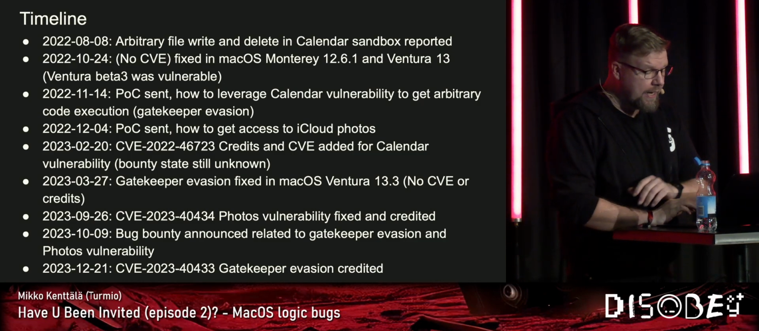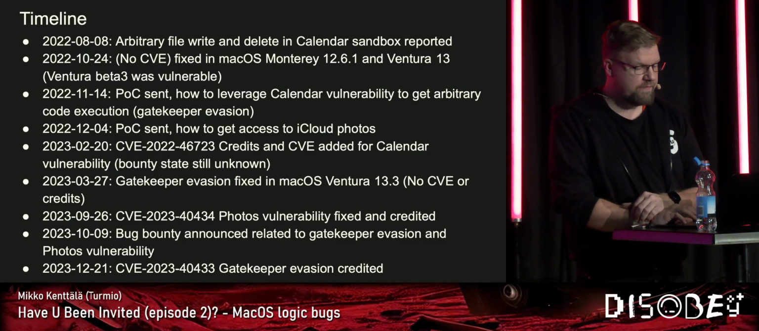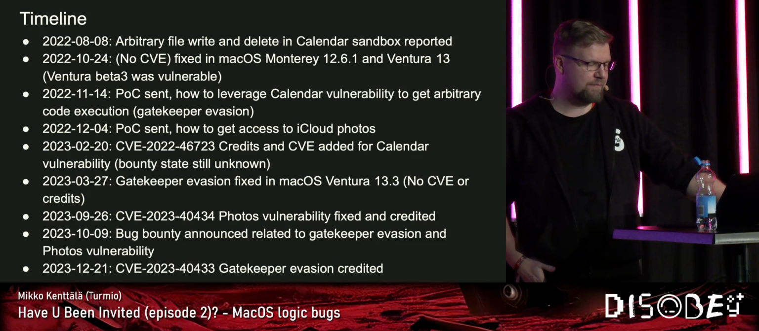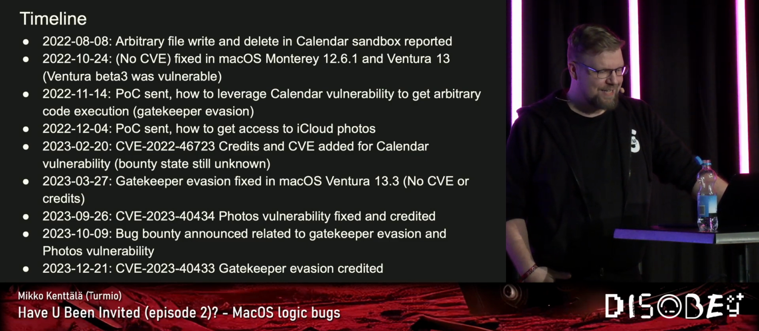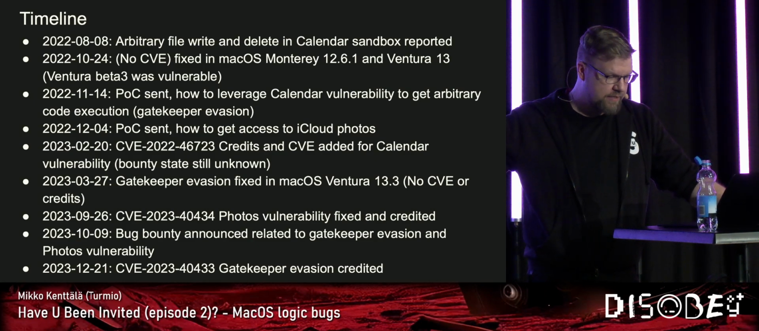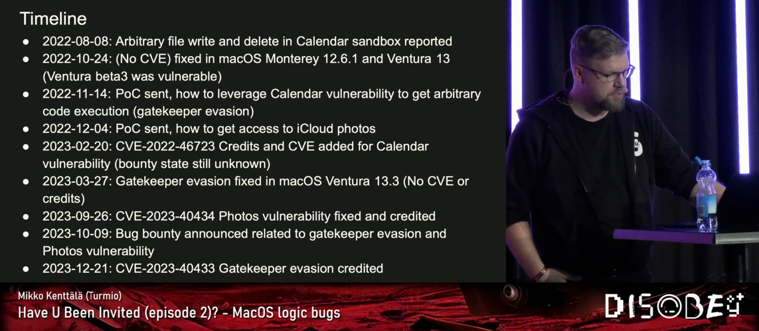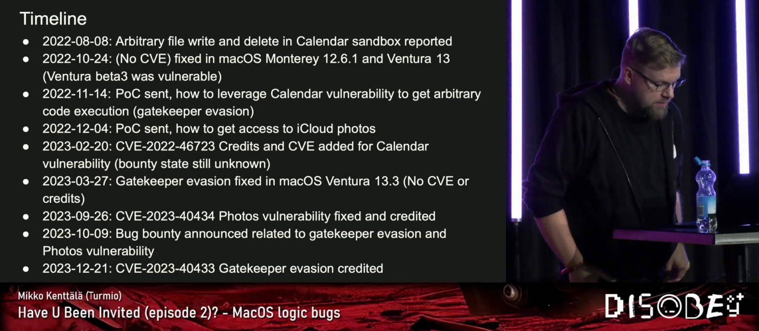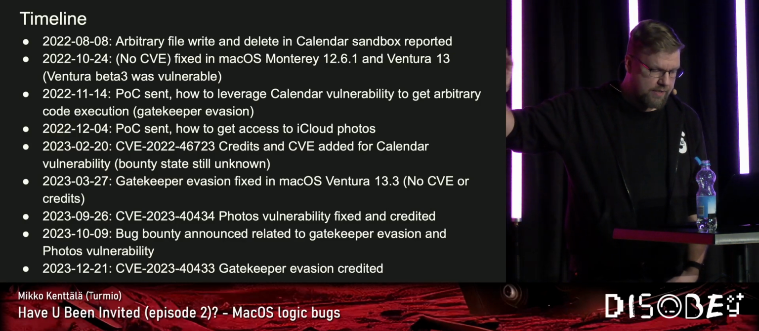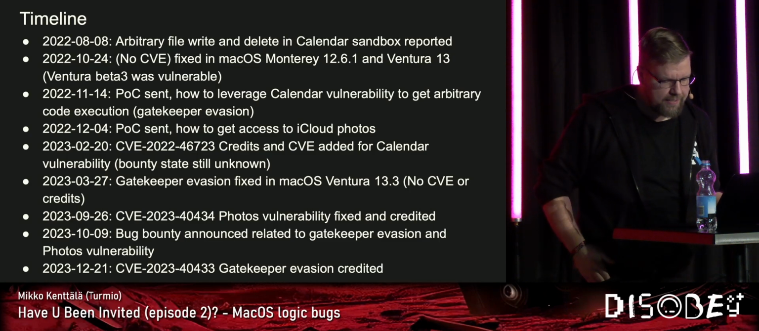Anyway, then I got a bit annoyed about the fact that they said there's no CVE, and I said, well, I'm pretty sure that I can rather quickly do another POC where I can demonstrate that there should be a CVE. Then I did the code execution, Gatekeeper evasion, and later provided the POC for iCloud Photos. It was the end of the year 2022. Then they did the credit related to the calendar. The bounty state is still unknown, so let's see if I get it.